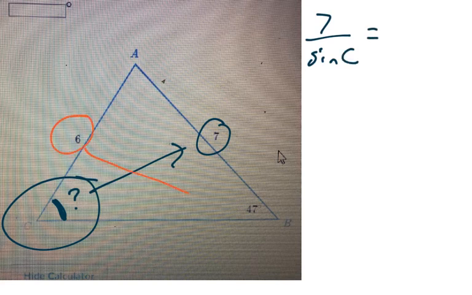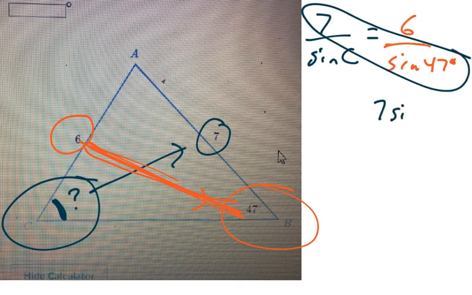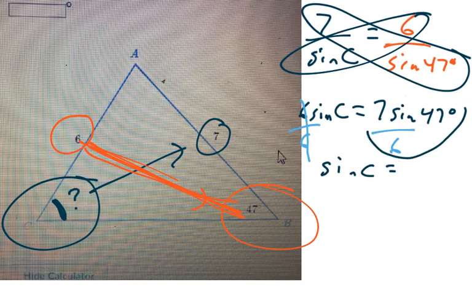Notice the 6 is opposite of the 47. See how they're across from each other, guys? Opposite, right? So 6 goes with the sine of 47 degrees. All right, let's cross multiply. 7 times the sine of 47 has to equal 6 times the sine of angle C. We got to, of course, divide both sides by 6. So now we have the sine of C equal to whatever that is.